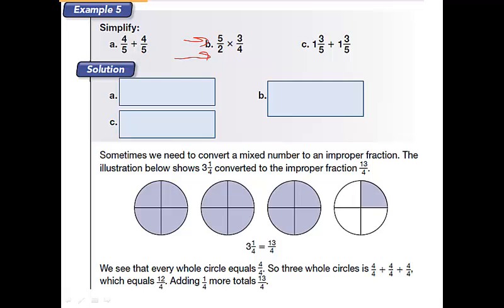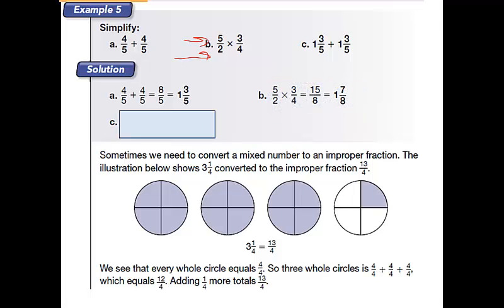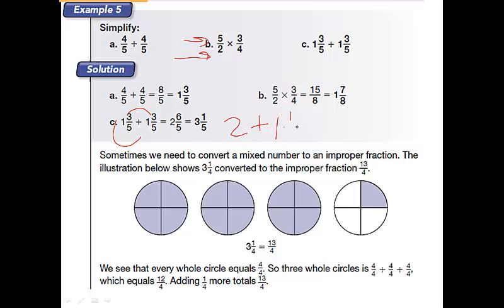A, you should come up with 8/5, and when you convert that into a mixed number, it's 1 3/5. B is 15/8. You convert that, it becomes 1 7/8, because 8 goes into 15 one time with 7 left over. And on C, you get 1 plus 1 is 2 and 6/5. So you have your 2 plus 1 and 1/5, which equals 3 1/5 for C.